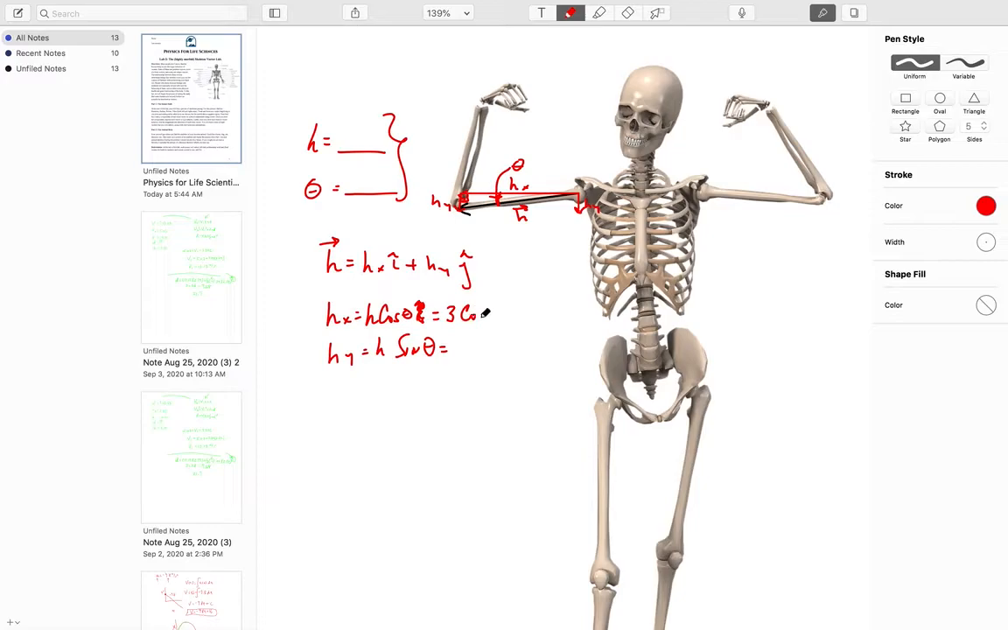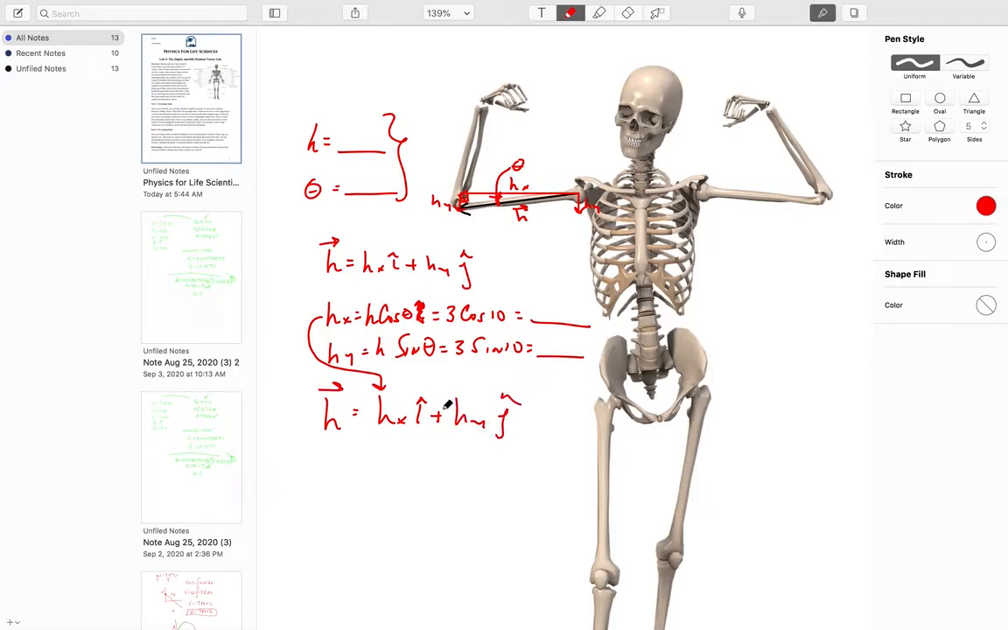So 3 cosine 10 here, and this would be 3 sine 10. You just put that in your calculator, make sure you're in degrees, not radians, and then you have your answers. Whatever you get, you just put in here for your hx, plus i, plus your hy j.